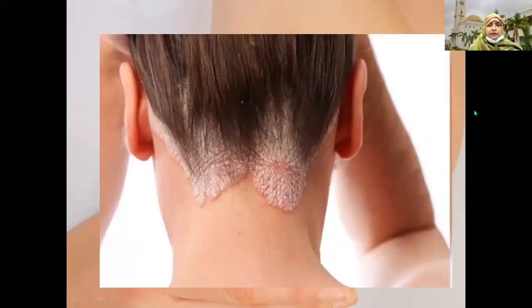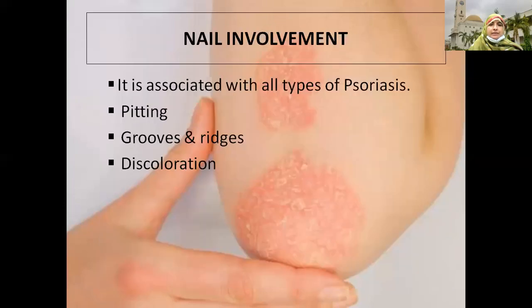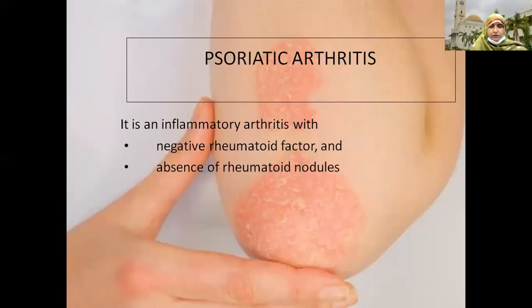Then we have again involvement of the occipital region. Here you can see plaques are visible. Sometimes these are not visible, and only the patient knows that he is having some problem, which is itching and scaling in the scalp. There may be nail involvement. It may be associated with all types of psoriasis. There may be pitting, grooves, and ridges. There may even be discoloration here. Then psoriatic arthritis. It is an inflammatory arthritis with negative rheumatoid factor, and there are no rheumatoid nodules.